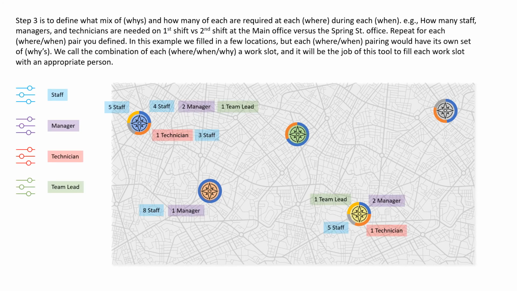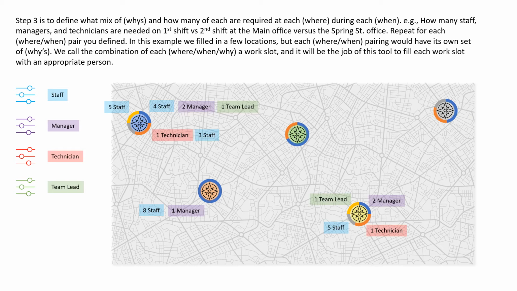Okay, so step 3, we're going to define the whys. And we're going to assign the mixture of whys to each of the different locations. So on the left, you see 4 different whys. Again, we're in an employees working in an office environment. So we have most of our employees are just going to be general staff. Some are going to be called managers. Some will be technicians. Some will be team leads. And there could be a few of them that are a combination of each of those.